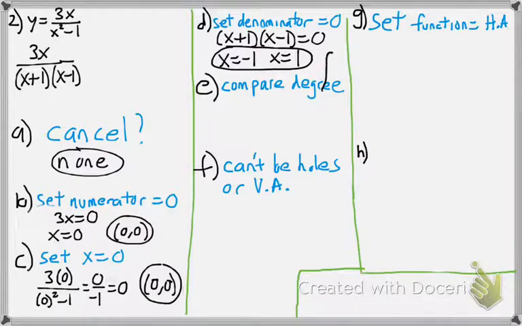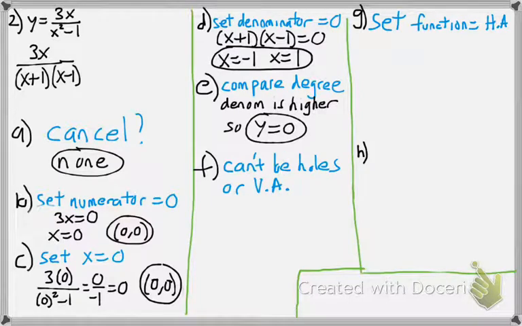For part E, I want to compare the degree. So I'm looking at the original version of the function, and I have an x, so a degree 1, and an x squared on the bottom, so a degree 2. So the denominator is higher. So in that case, it's going to be y is equal to 0. So this is the horizontal line, y is equal to 0, that is going to be your asymptote.